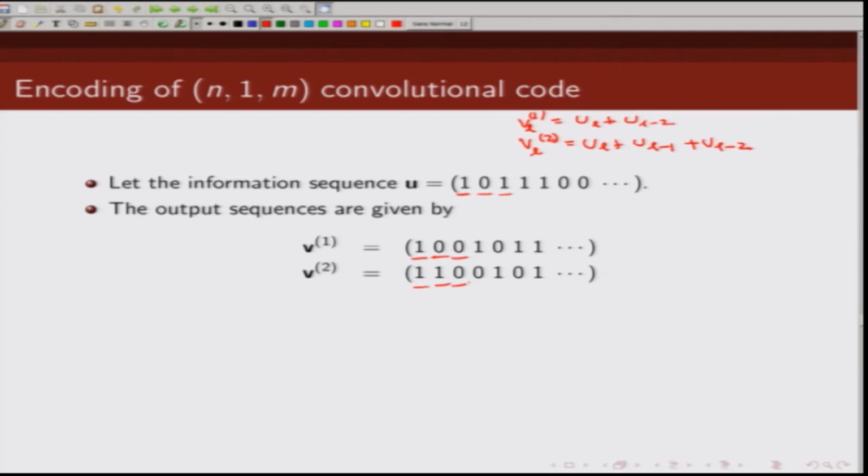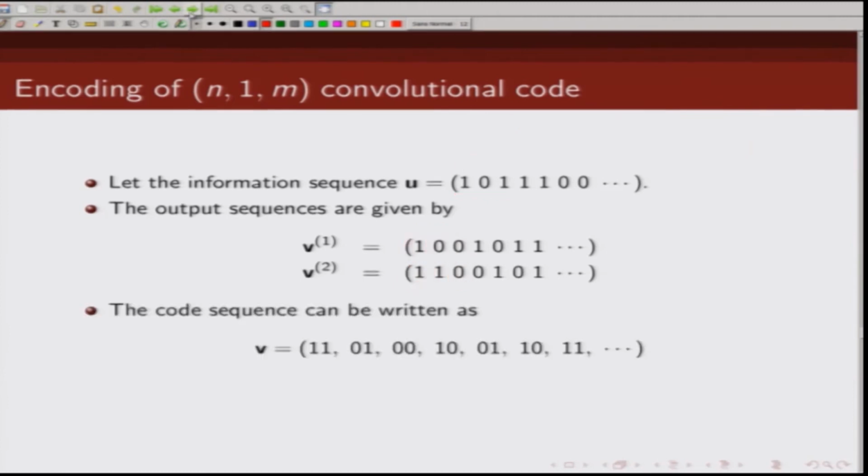So, then what is my final output? Corresponding to this 1, what is my coded sequence? That is given by this. Corresponding to this 0, my coded sequence is given by this. Okay. So, then I can write my final output as: corresponding to input 1 I get 1 1, that is given by this. Corresponding to 0 I get 0 1, that is given by this. Corresponding to 1 I get 0 0, that is given by this. So, this is how I can write my output coded sequence.